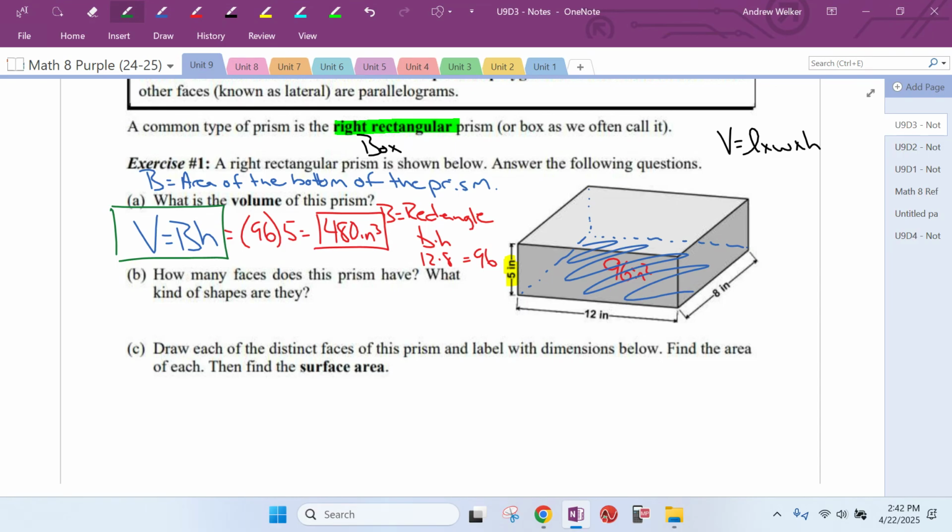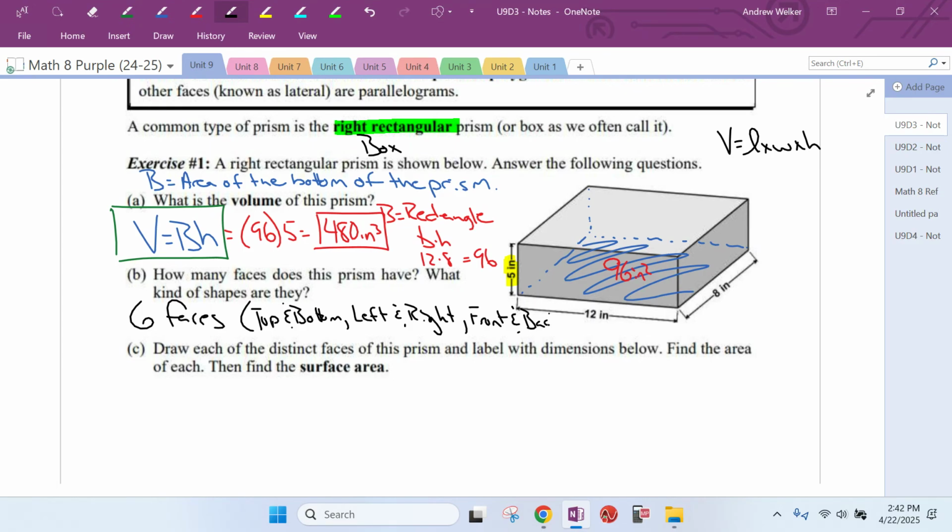So how many faces does this prism have? And what kind of shapes are these? And the answer to that is there are 6 faces in this prism, right? We have top and bottom. We have left and right. And then we have the front and the back.